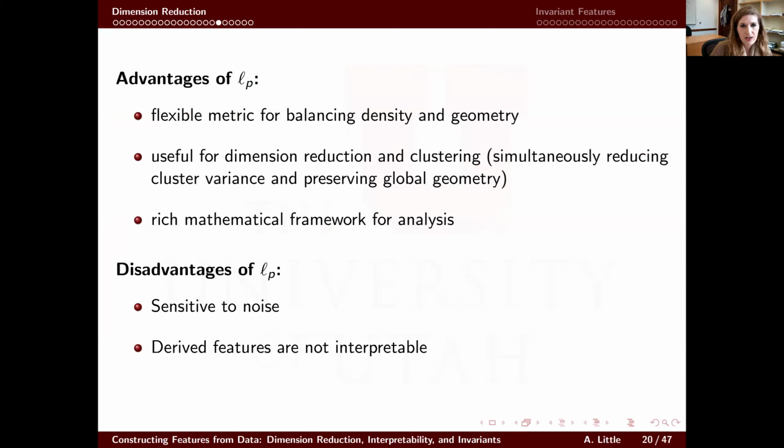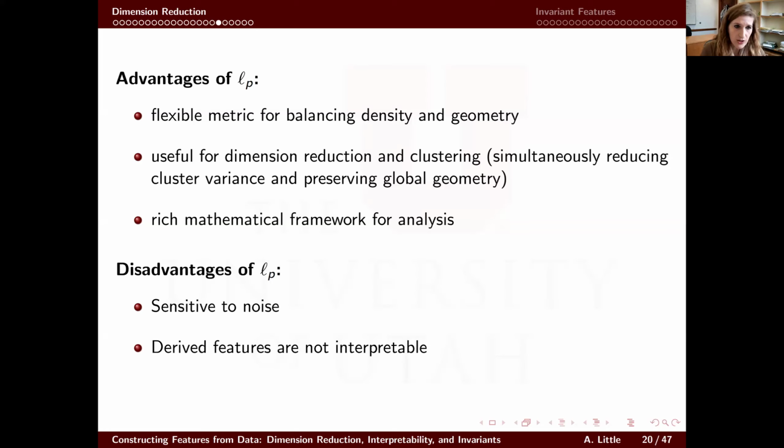Okay, so just to summarize this first part of the talk, some of the advantages of this data-driven path metric are that it provides a flexible framework for balancing density versus geometry when encoding similarity. It's useful for dimension reduction and clustering, simultaneously reducing the cluster variance and preserving the global geometry. And there's an underlying, rich mathematical framework for analysis, which is really nice.